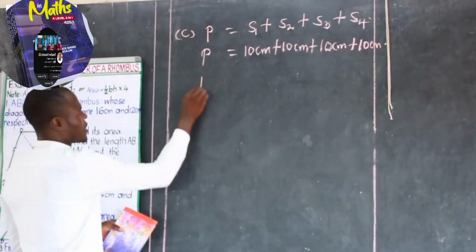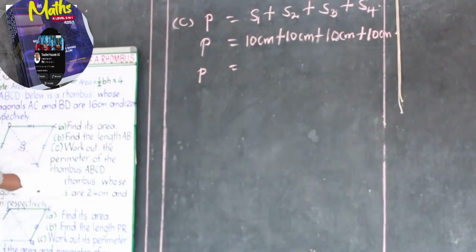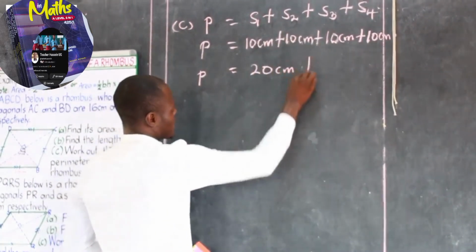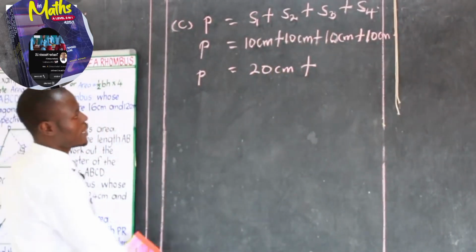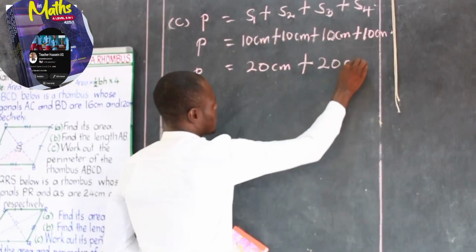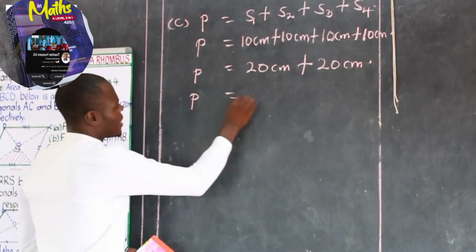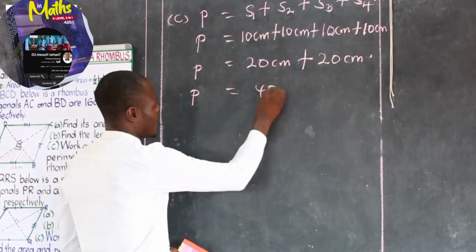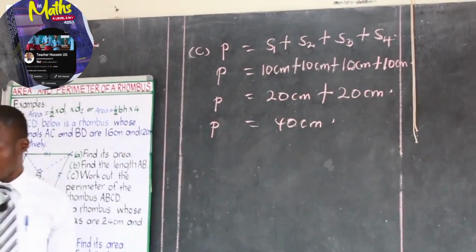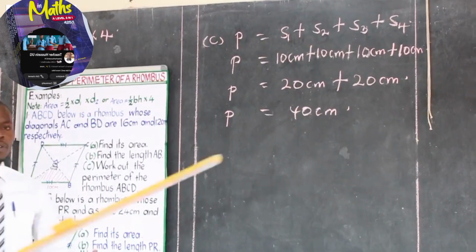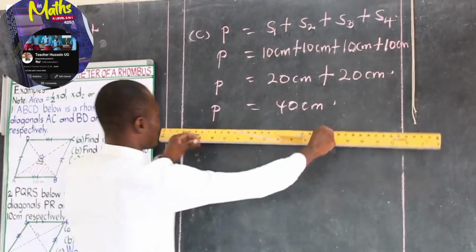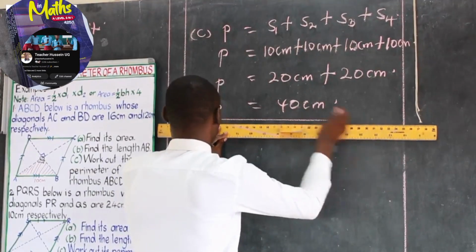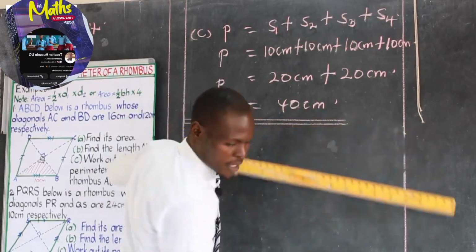We can add in pairs. We can have the 10 plus 10. Class, 10 plus 10 will give us 20 centimeters, plus 10 plus 10, that will give us another 20 centimeters. So we have perimeter equal to 20 plus 20, which will give us 40 centimeters in this case. After that, please, I want to emphasize the point of underlining your answers. Get a ruler and double underline your answers. It is very, very important, and I will keep giving you reasons why we have to do so.